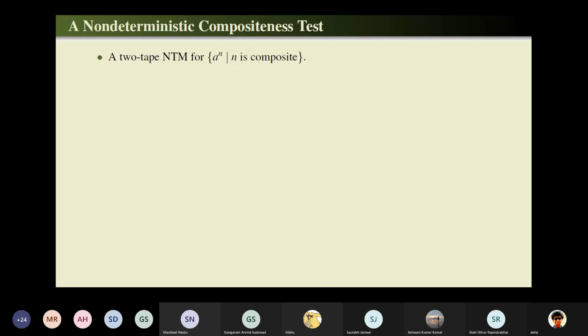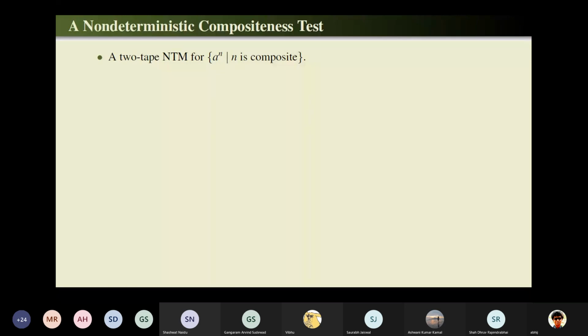And I would like to build a Turing machine for this language, a^n where n is composite. Something like 4, 6, 8, 9. Okay.